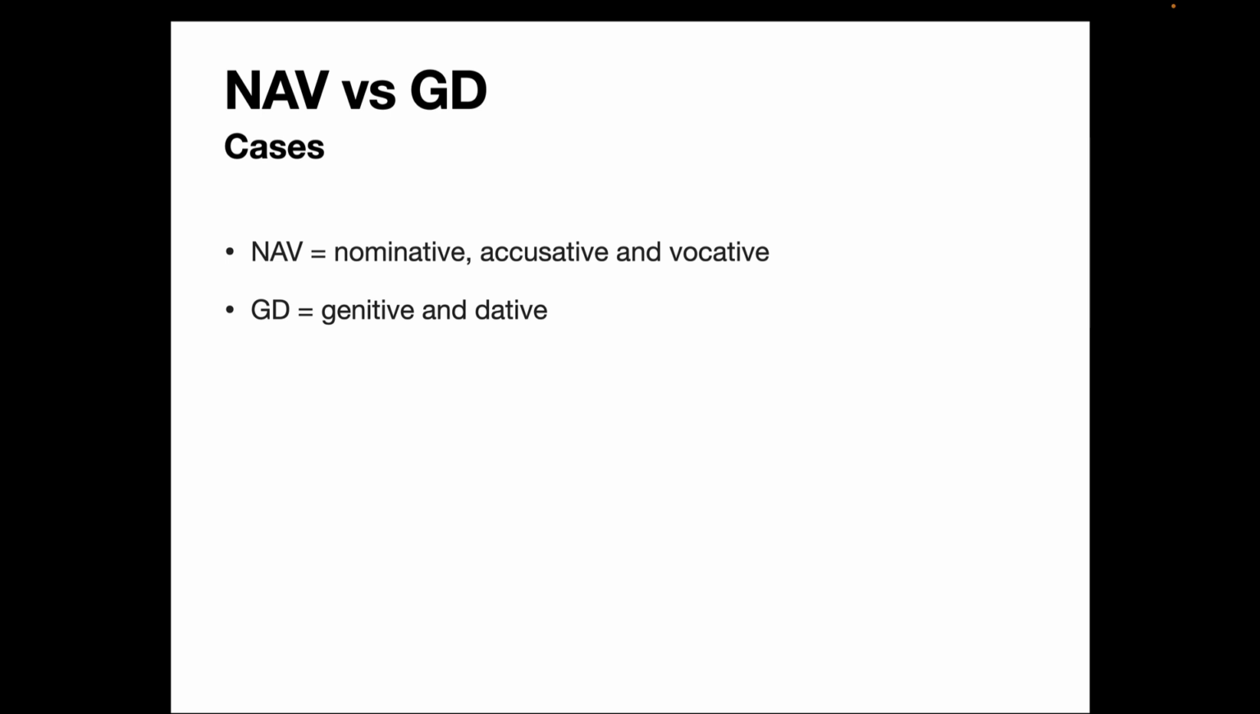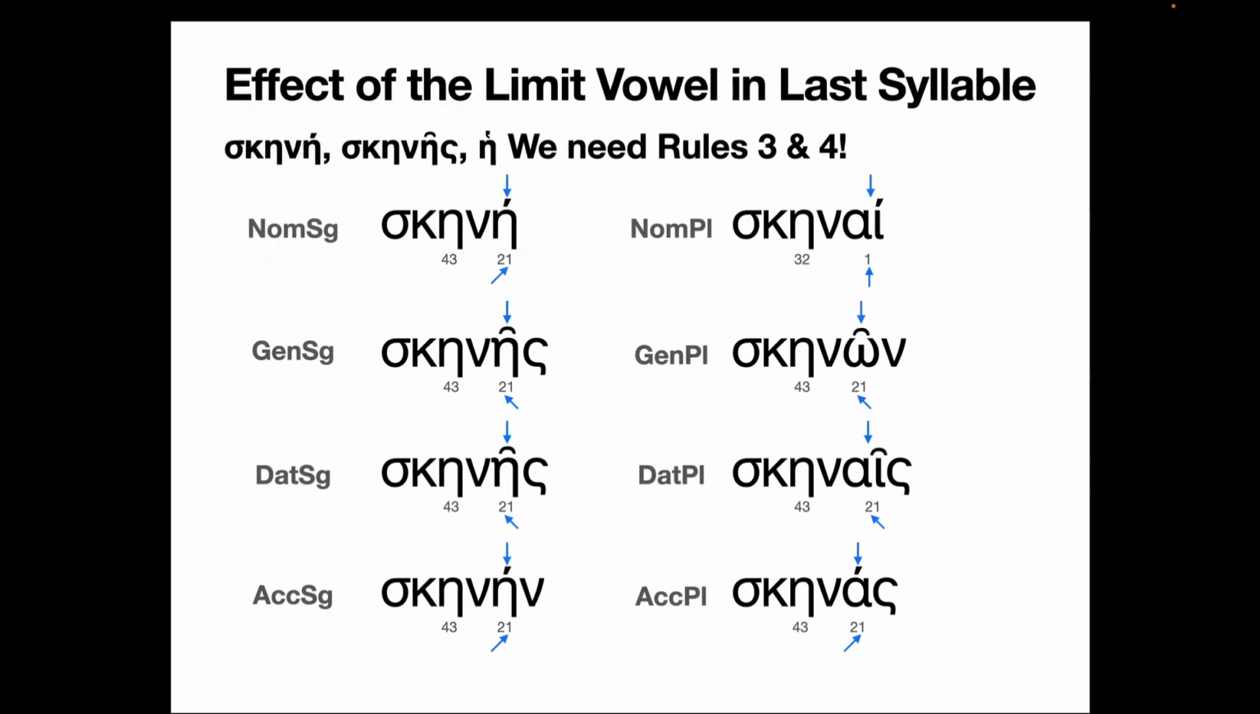So what does that mean? Well, the rule says that NAV forms are going to be processive, whereas GD forms are going to be recessive when the tone is going to be on the last vowel. So let's take an example here. This is one you might encounter pretty early on. Certainly it's a type of word that you will encounter very early. This is a noun. I've given you the paradigm, but I've left the vocative off because the vocative just sort of takes up space, and it's usually the same as the nominative.